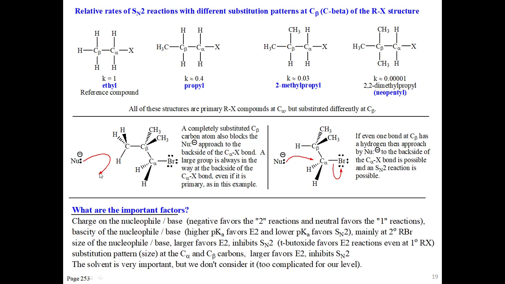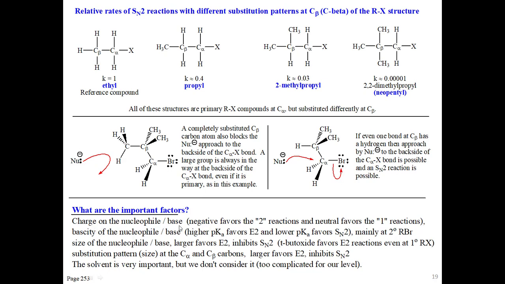So there will be no SN2 at neopentyl centers, which is what this is. Also notice there's no C beta H, so I can't do an E2 reaction either for the neopentyl center. So neopentyls are dead to everything. Okay, so what should we be looking for?